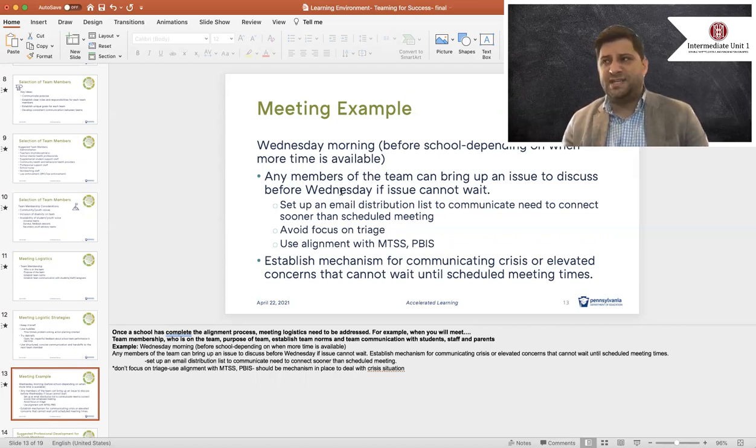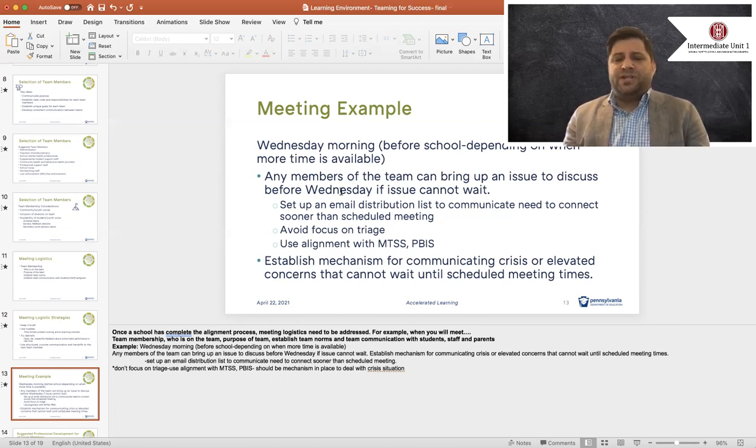So if it's an emergency, if it's something very pressing that we need to get off our minds, off our chest, and relay to other team members, the team norm could be that we can always do that through this open communication. So maybe we want to set up an email distribution list to communicate these needs with this team to connect sooner than scheduled meetings. So maybe you want to talk to your IT department and say, can we have a learning environment team? These are the members on it. These are their emails. And that way they can communicate between meetings.